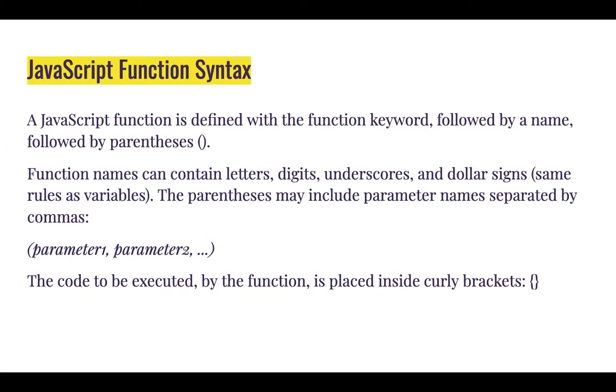A JavaScript function is defined with the function keyword, followed by a name, followed by parentheses. Function names can contain letters, digits, underscores, and dollar signs. Same rules as variables. The parentheses may include parameter names that will be separated by commas. The code to be executed by the function is placed inside curly brackets.